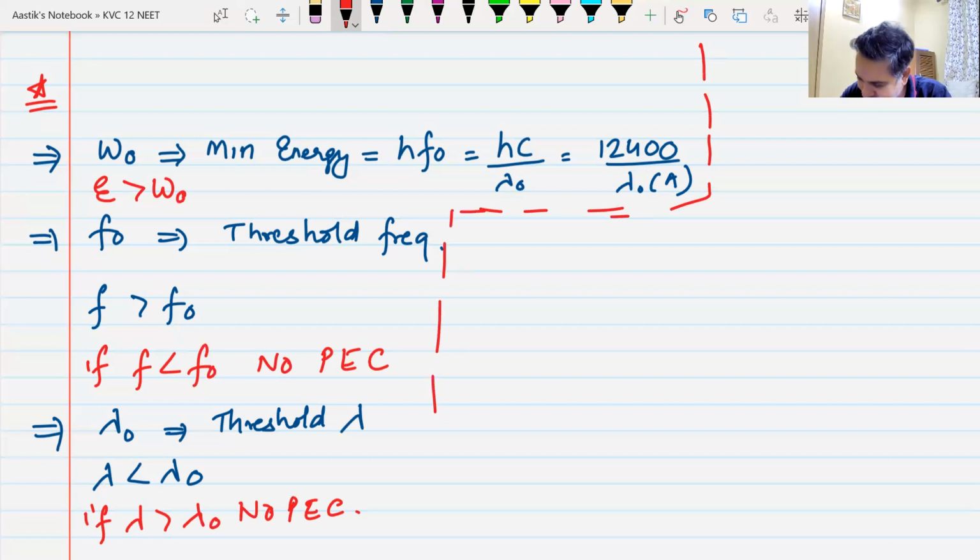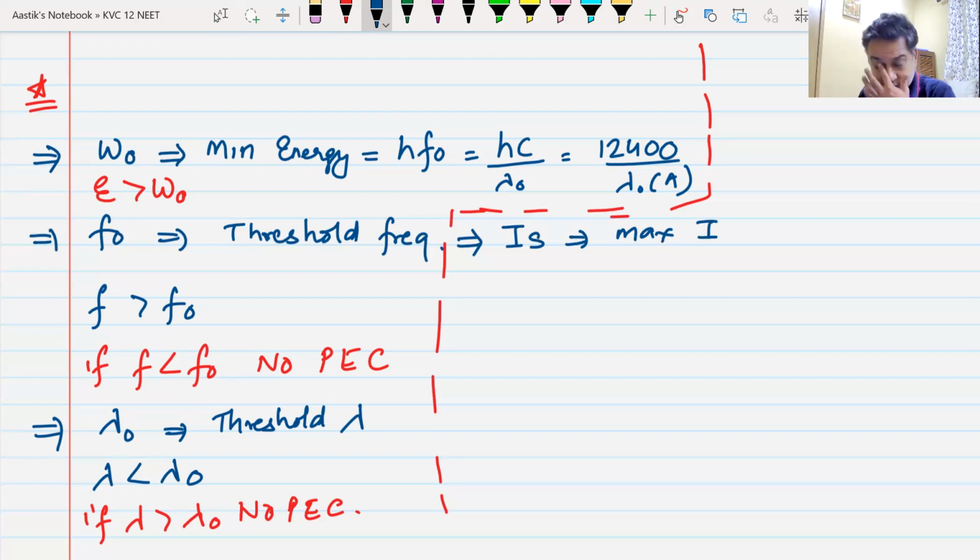We'll try to put everything here. Next point. I also forgot saturation current. I_S, saturation current, is the maximum current. Do we understand this? It depends on what? It depends on intensity. More intensity, more current.